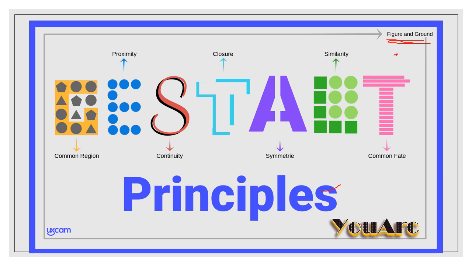So what is continuity? Continuity is when the elements are placed in a line or curve, they are perceived to be related to each other. That is why it is called continuity here.